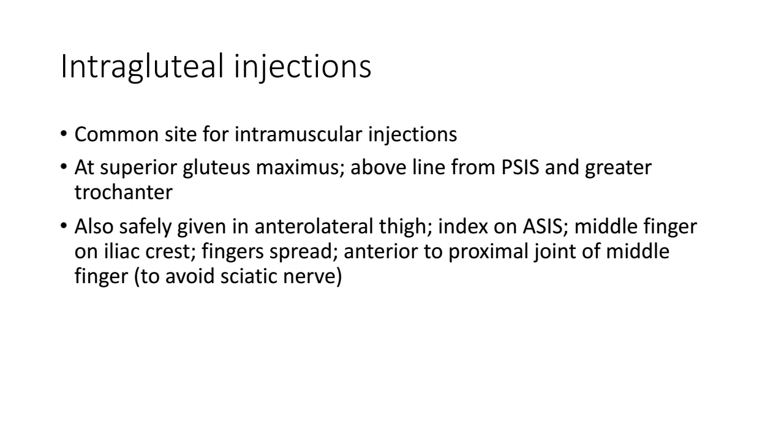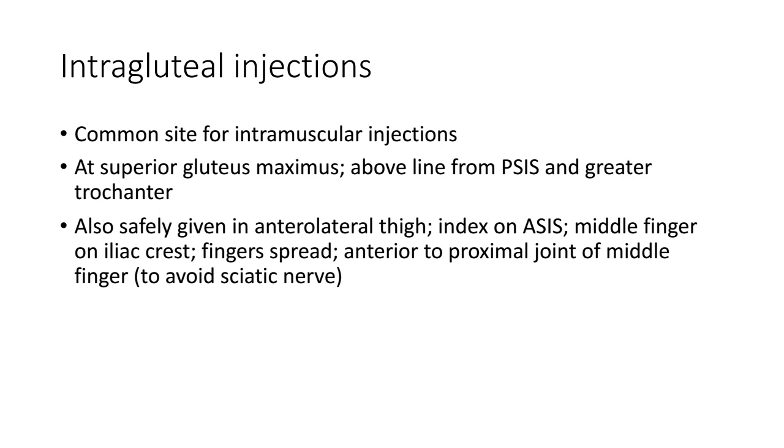And lastly, I just wanted to mention intragluteal injections. The gluteal muscles are a common site for intramuscular injections. At the superior gluteus maximus, at a line above the PSIS and the greater trochanter, that would be a good site for the intramuscular injection because there's a lot of thickness there, a lot of bulk. It can also be given safely in the anterolateral thigh.